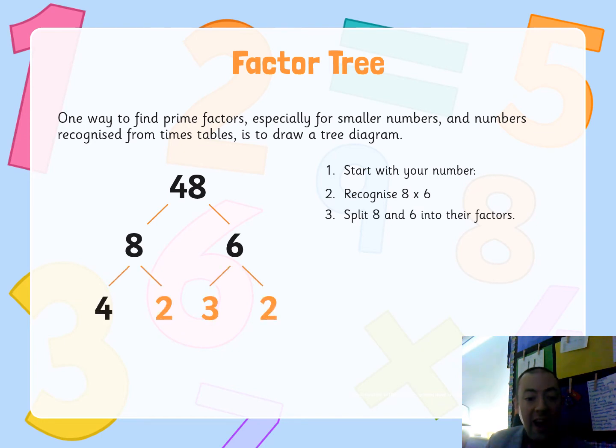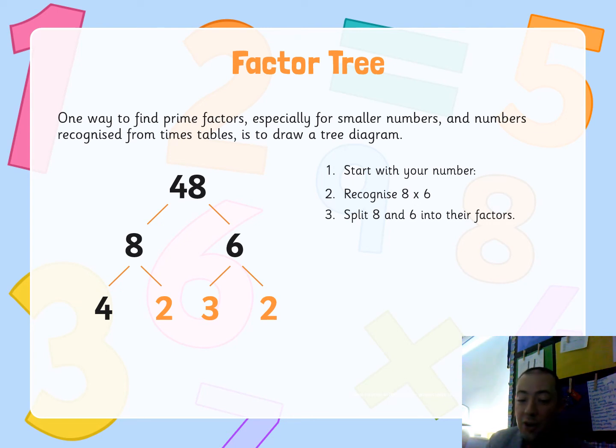Here I've got 8, which is 4 times 2, and 6, I've got 3 times 2. So whatever numbers you can find that multiply together to make that number, you can split up until you end with a prime. Don't split the primes up further. So now we're left with 8 split into 4 and 2, 6 split into 3 and 2. We've got 2 and 3 and 2, which are all prime. So I stop there because I've got to the prime factors.